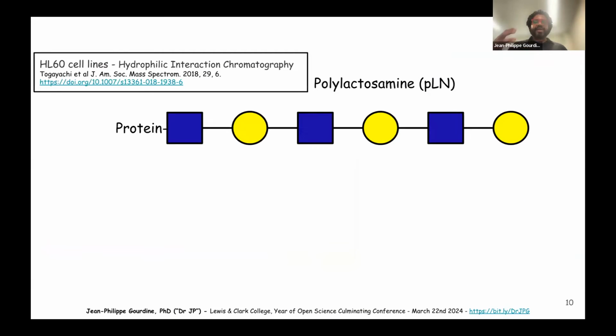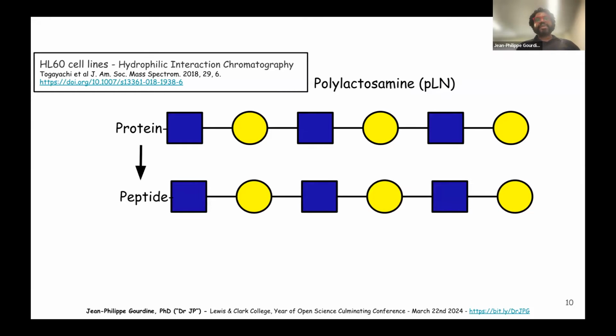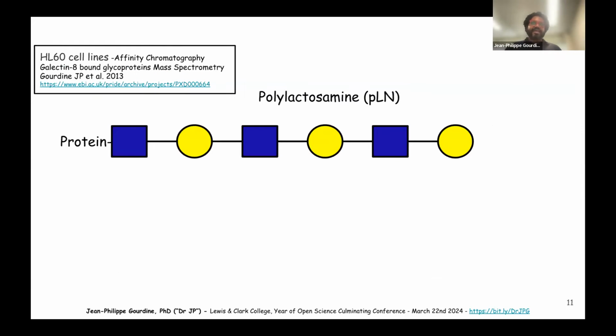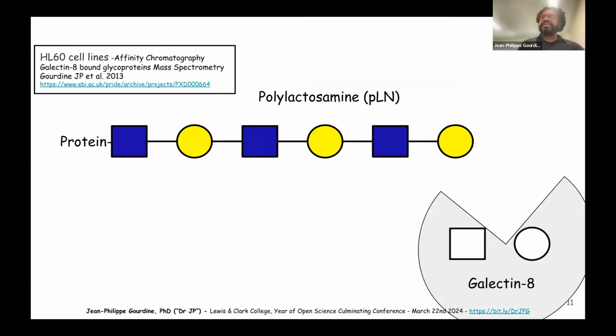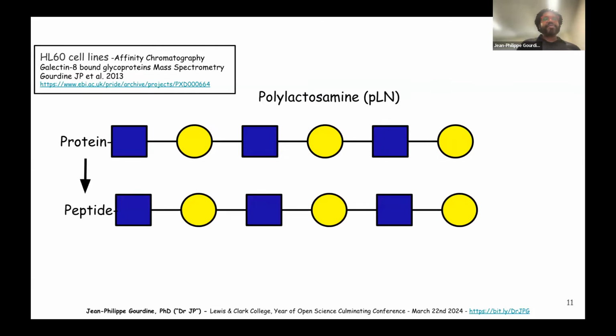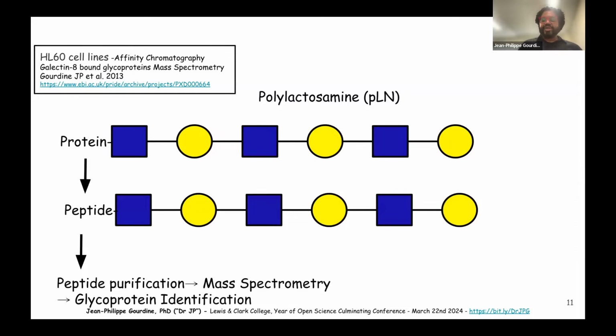And if I compare the strategy that was used here, from this group in Japan, they used the same cell line that contained polylactosamine. They did a peptide purification, then they did mass spectrometry and glycoprotein identification. In my case, I used this galectin that binds to those sugars and did the same work after peptide isolation and mass spectrometry for glycoprotein identification.